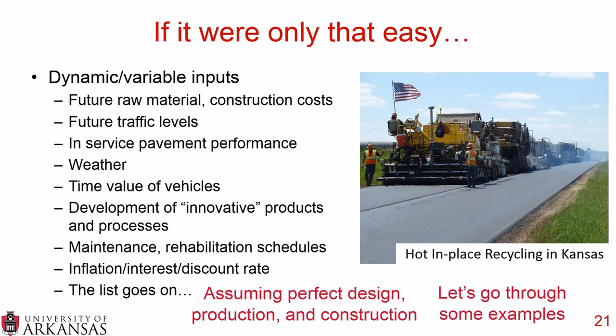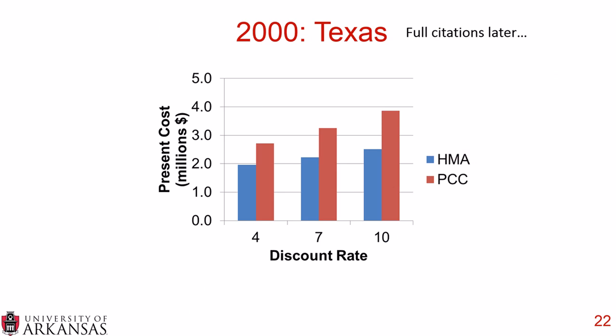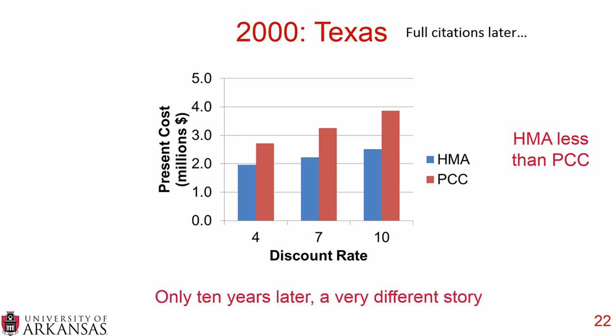However, let's go through some examples of rigid versus flexible pavement. Here's a nice one from 2000. This is from the state of Texas. And you can see that they explored 3 different discount rates, 4%, 7%, and 10%. And you can see here they looked at both hot mix asphalt and Portland cement concrete. And they found that HMA costs less than PCC. Now, I will give you all the full citations later of these studies. This is the 2000 Texas study.